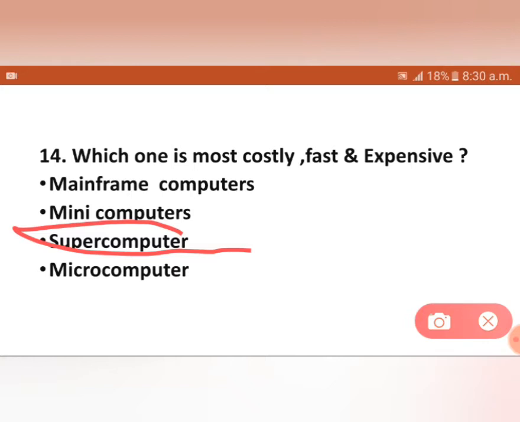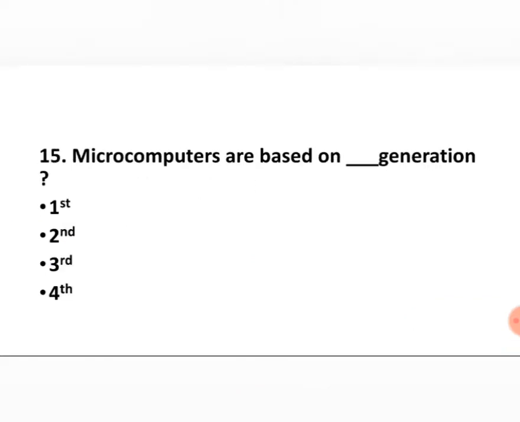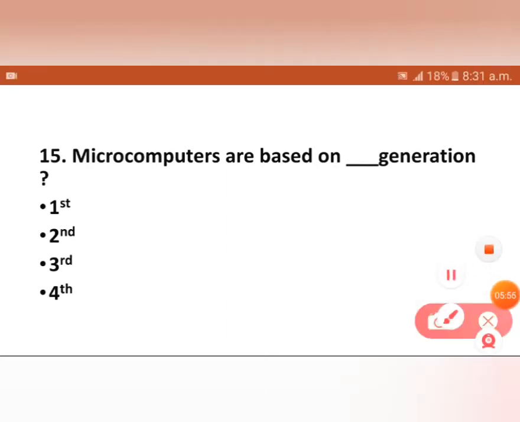Now question number 15 is, microcomputers are based on dash generation of the computer. Microprocessors are based on which generation? They are based on fourth generation. Microcomputers are based on fourth generation computer. The option number D is correct.